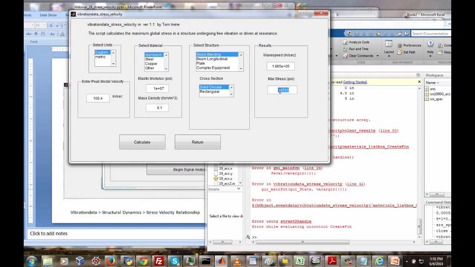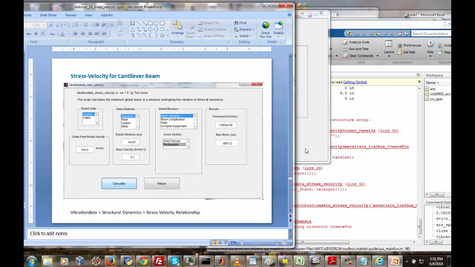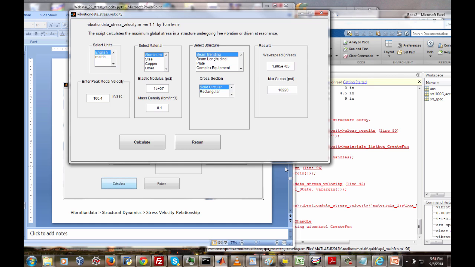Now this is actually the case where we have, let's see, let me go to the slide here. Okay, another operator error. I knew that number looked too high. We need to be a little bit more careful as we go through this, at least I do. I'm talking to myself here. This script calculates the maximum global stress in a structure undergoing free vibration or driven at resonance. So it's aluminum, it is beam bending. Here's where I made my error. We have a rectangular cross section, not a solid circular one. And really, I don't mind making errors in front of you. I know it's embarrassing for me, but you might make some of the same errors.